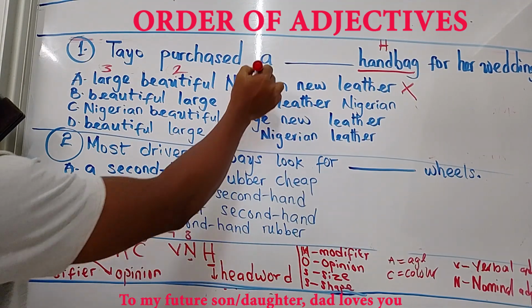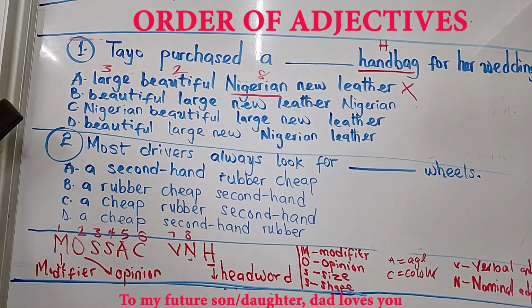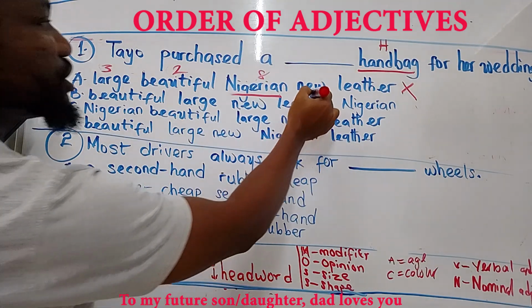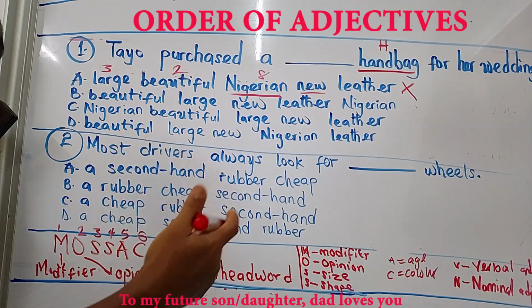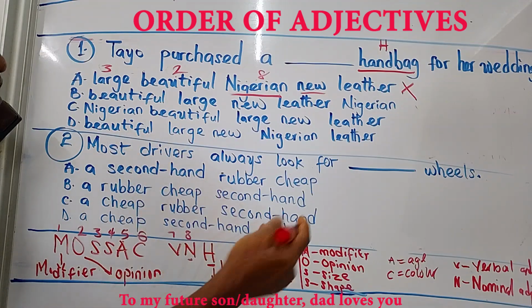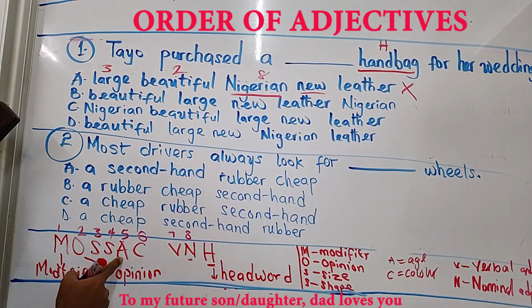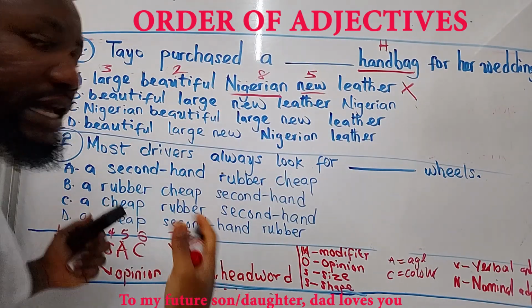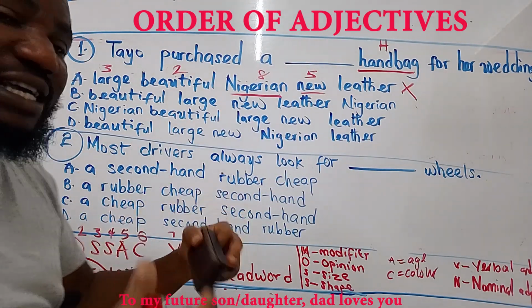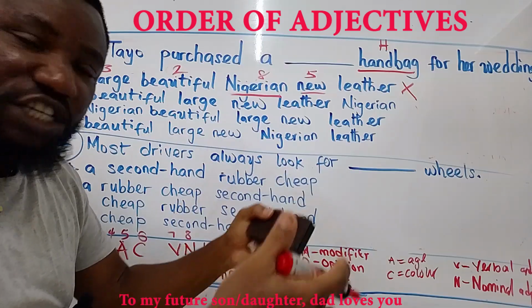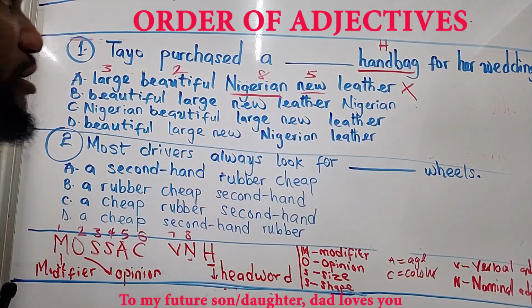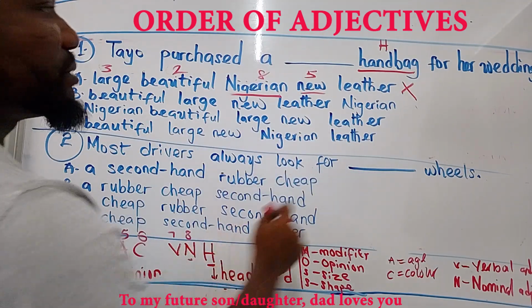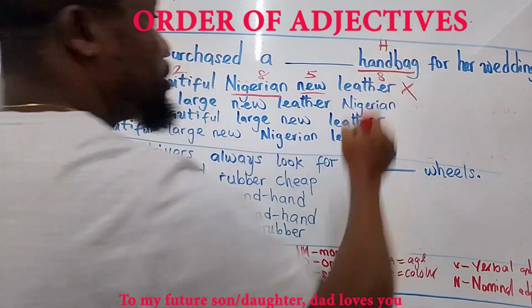Nigerian is 8, which is the nationality, right? Okay. Then we have new. Age is talking about new, old, modern, ancient. So where is age? Age is number 5. Okay. Then a leather bag. Leather is the material from which the bag is made. So leather is the material, which is still N8.